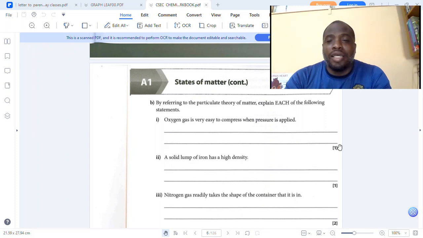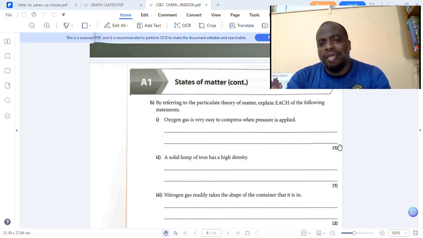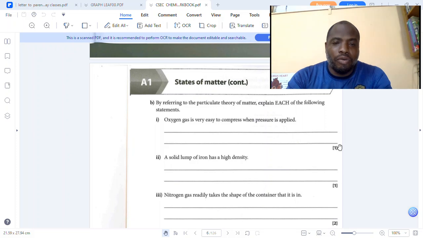Can you name the other 6 diatomic elements? Tell me them. Now, if you mention nitrogen, that's correct. If you mention hydrogen, you're correct. If you mention chlorine, fluorine, bromine, and iodine, you're indeed correct. Those are the other 6 diatomic elements. So they always have that subscript of 2, because once you have one of those atoms, they will basically bond to another atom. So going back to the question, it says, oxygen gas is very easy to compress.